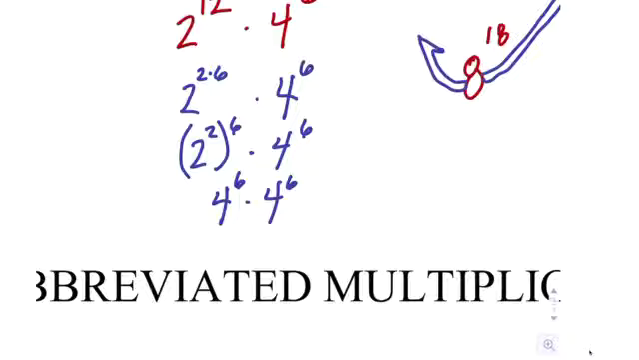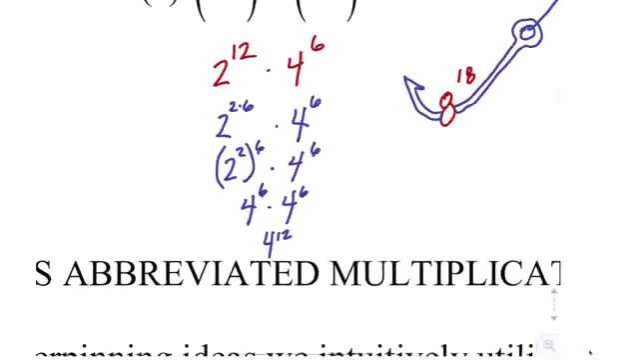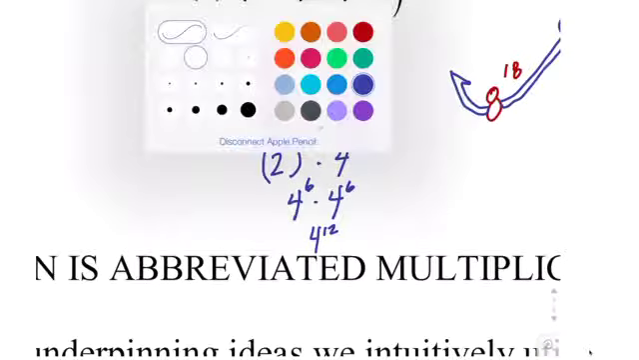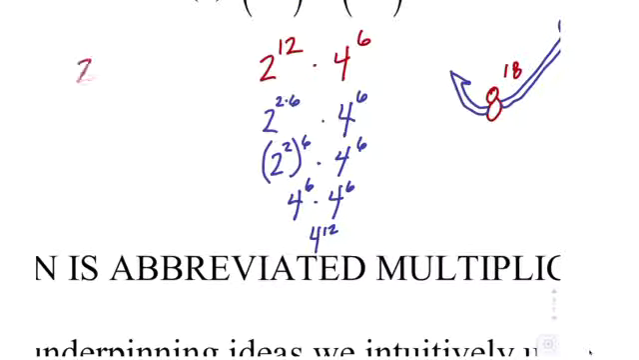Now, 4 to the 6 times 4 to the 6, what is that? 4 to the 12th. Good, 4 to the 12th. And we're done, okay? Now, or are we? Let's say that we get to this same fork, 2 to the 12th times 4 to the 6th.